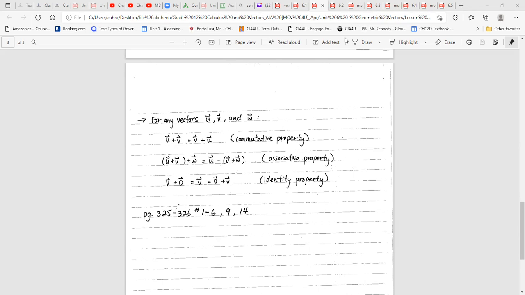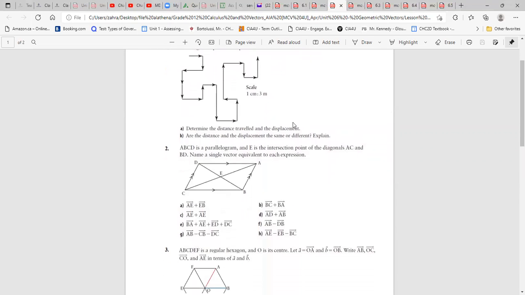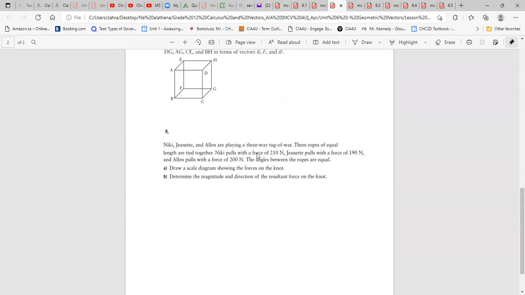Okay, so here is the addition and subtraction of vectors worksheet. You can do question number 2 and question number 3.